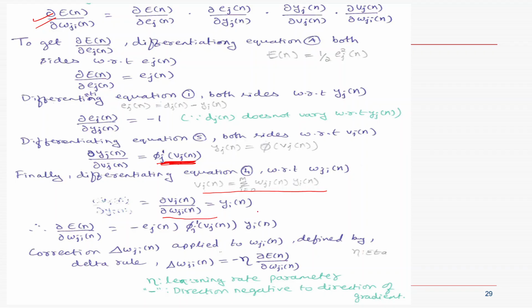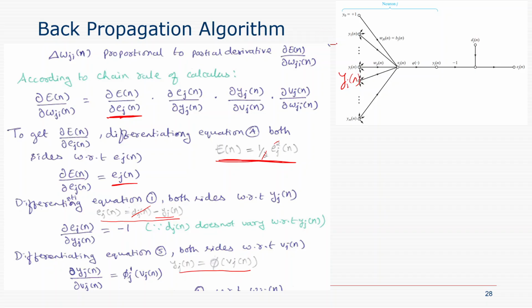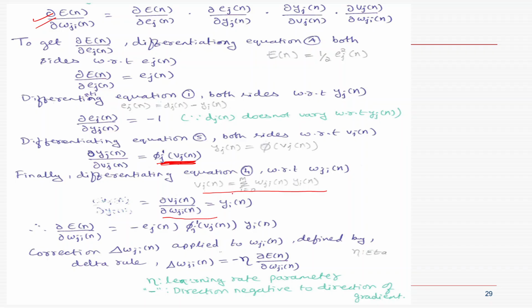Therefore here it is Yi, because this will be for the input which is coming from the ith neuron. Therefore it is Yi of n here from this side, and this side it is the j neuron. And now Vj of n is the summation that we got here. And now, differentiating this equation with respect to Wji of n, we are going to get the term Yi of n.